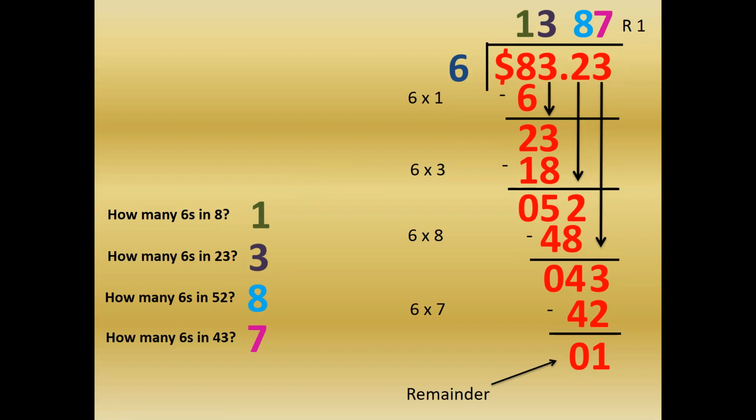And because we're dealing with dividing money, we have to make sure we put our dollar sign at the beginning. And we have to make sure we put our decimal point in the same spot as where it is in the dividend. So that means it'd be right between the 3 and the 8 in our answer. So $83.23 divided by 6 would be $13.87 with the remainder 1.